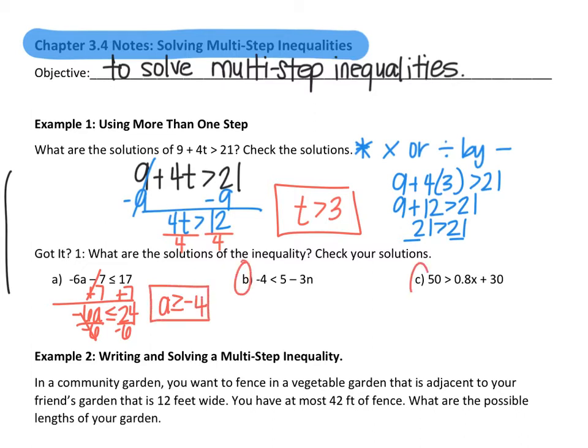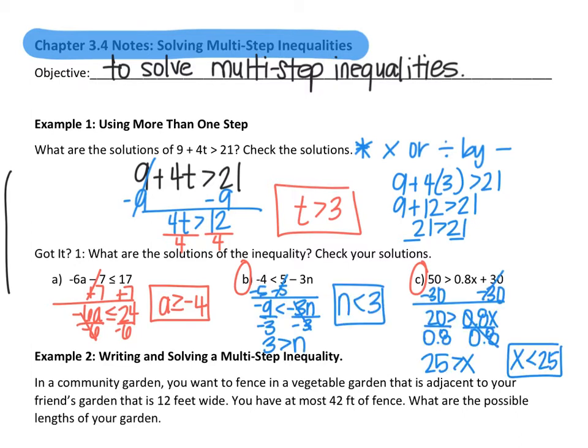Okay, I want you to do B and C on your own. Pause the video and I'll give you the answer in just a second. Okay, for B, you would subtract 5 from both sides, then divide both sides by negative 3, turn your inequality around. But when I write my answer, I always want my variable on the left, so I get n is less than 3. For C, you would subtract 30 from both sides, then divide both sides by 0.8. 20 divided by 0.8 is 25. Keep your inequality like it is all the way down. But I always want my variable on the left, so I turn everything around and I get x is less than 25.